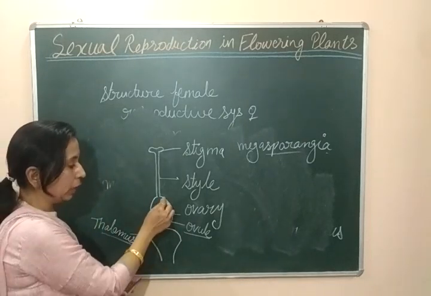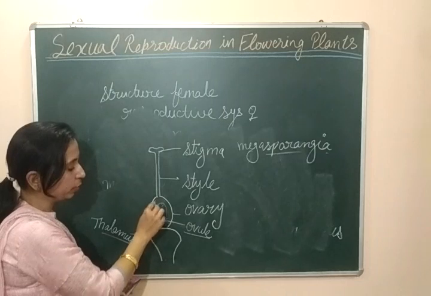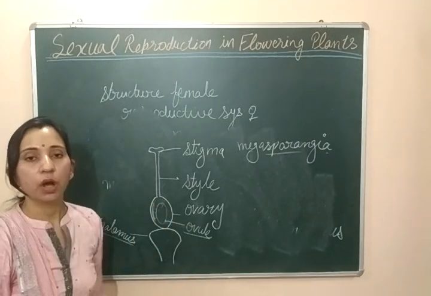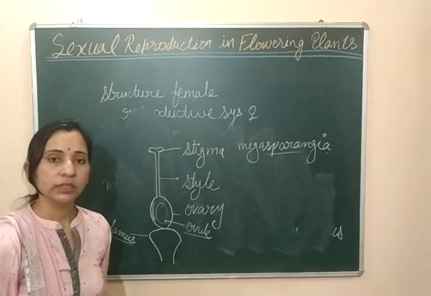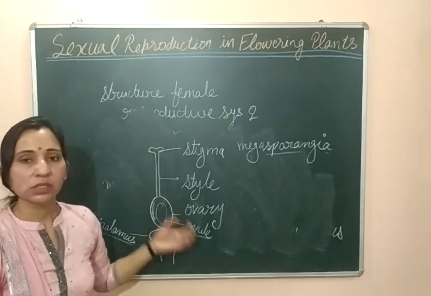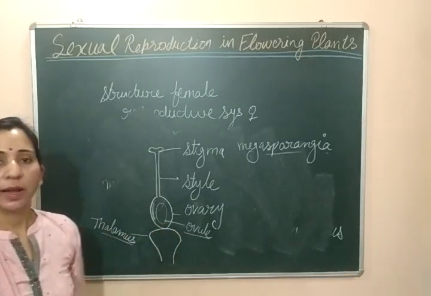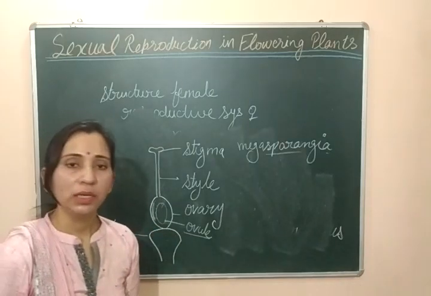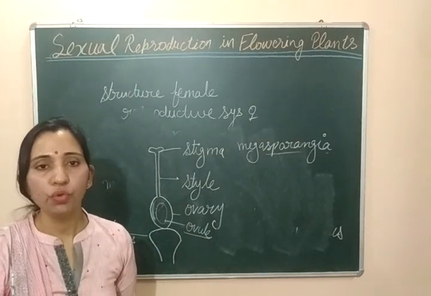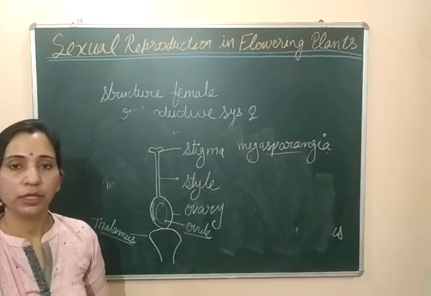The ovary contains a tissue-like structure. यहाँ पे एक टिश्यू प्रेजेंट रहता है and that tissue is known as placenta. और उस प्लेसेंटा के अंदर ओव्यूल्स इसके साथ अटैच रहेंगे. The ovules arise inside the placenta and this arrangement of ovules in the placenta is known as placentation.